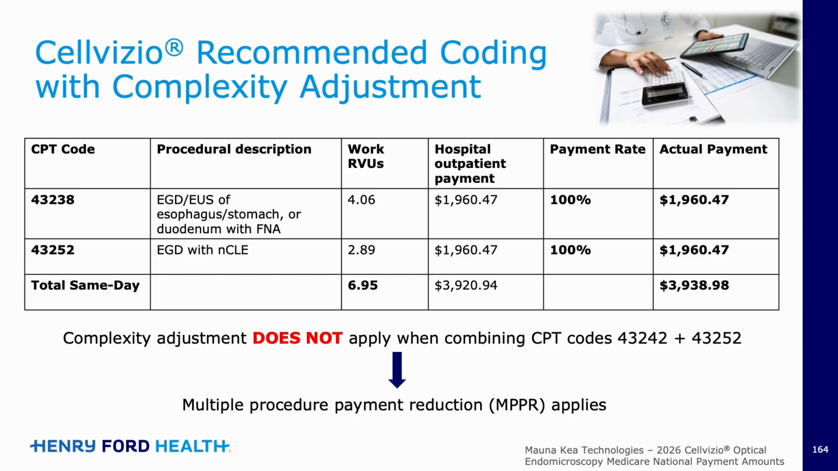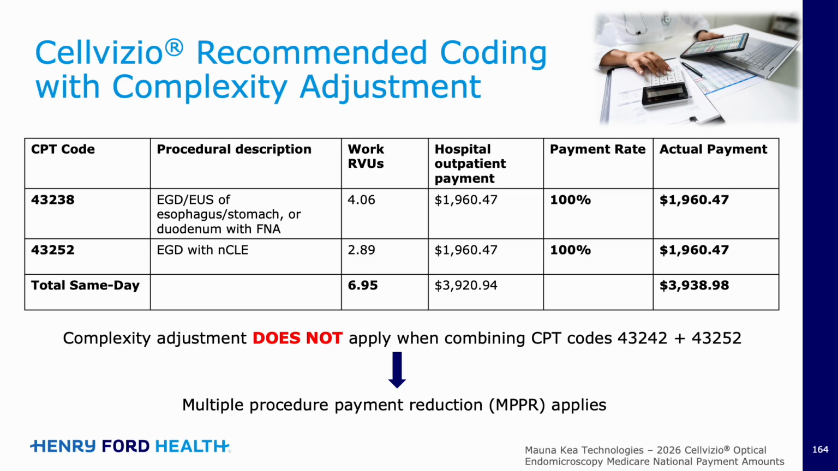We can also see that there is an additional RVU amount here, additive work RVU amount when compared to our standard EUS procedure, and this will usually serve towards your total RVU productivity. It is important to note that complexity adjustment does not apply when we combine the CPT code 43242, which is our standard EUS FNA code, with 43252. That's why we should not be using these two together.